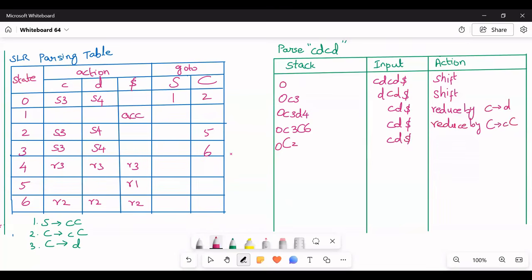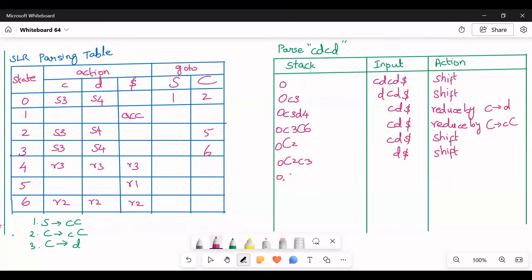Then 2 and C is S3, which means shift 3. So in 0, C2, we need to shift one symbol: C, then 3. So C is shifted, and the remaining symbols are D and dollar. Then 3 and D means shift 4.